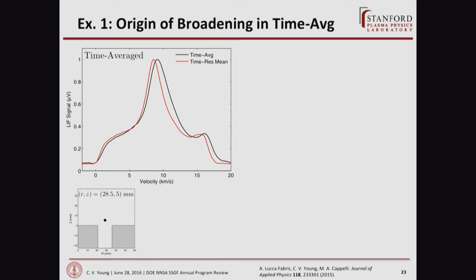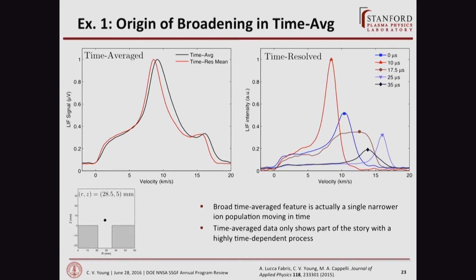So one thing, we were just looking right outside the thruster point here, and we get a line shape that looks like this. And this is pretty broad, sort of interesting. We have a peak here around 9 kilometers per second, and then maybe something going on over here. But that's all you'd be able to tell with time averaged.